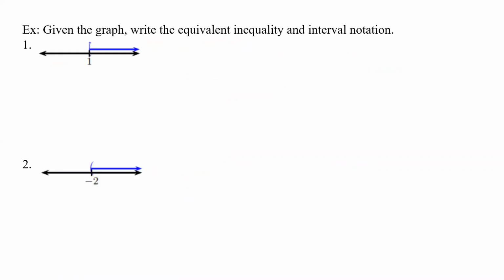Well, we have a bracket, and so we know we're going to go from the 1 all the way up to positive infinity because we're going from here in that direction. And so what does that say? Well, that says x is greater than or equal to 1.